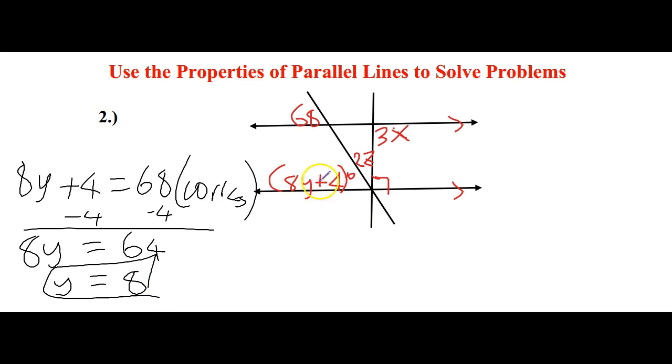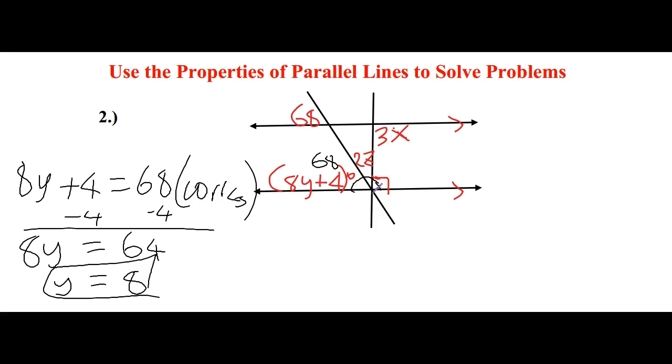Okay, if we substitute y here, then, well, we already know that this angle is 68 also. Check it: if you plug in 8 here, 8 times 8 is 64, plus 4 is 68. So what else do we know? Well, right here we see that three angles are on this straight line, so they should add up to be 180.